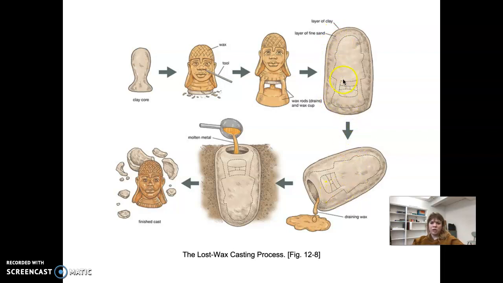And then they heat it up and drain out that wax. And so they have a hollow cavity in there now, and they can actually pour in the molten metal. And then here's the finished cast.